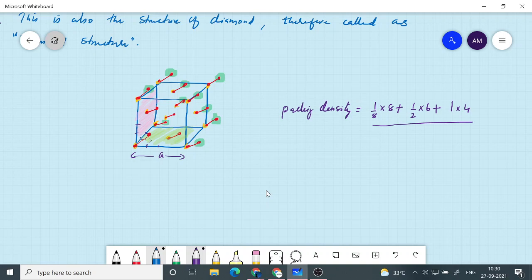So divided by a cube, which is equal to 1 plus 3, so 4 plus 4, 8 by a cube. So this will be the packing density. So here we are talking about the number of silicon atoms per unit volume. Number of silicon atoms per unit volume. Okay.